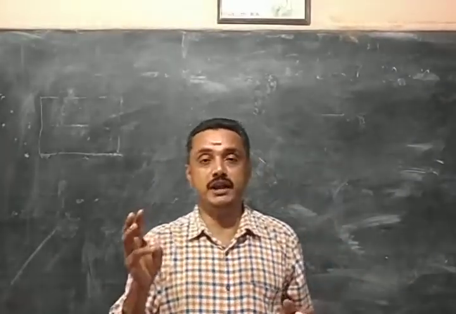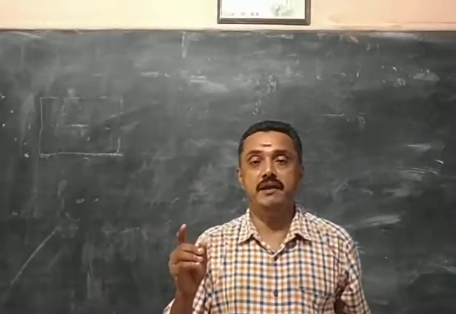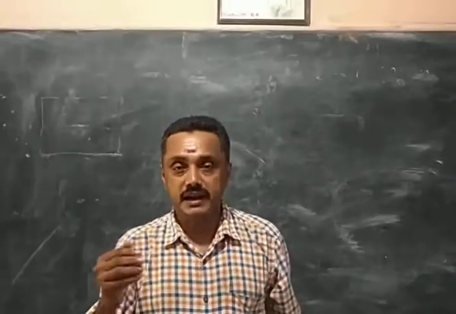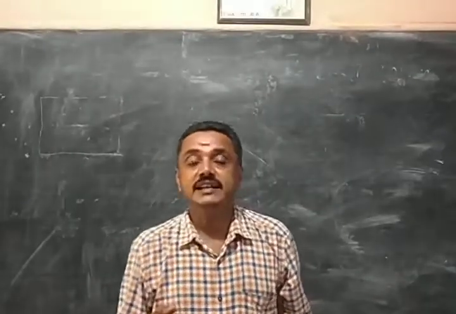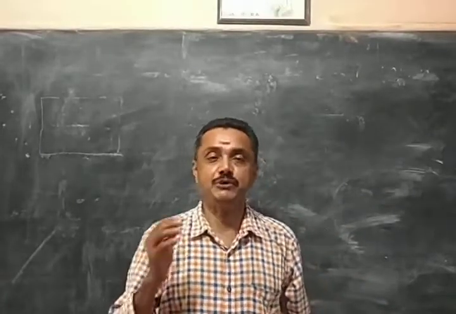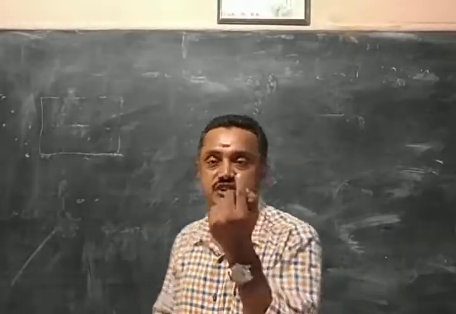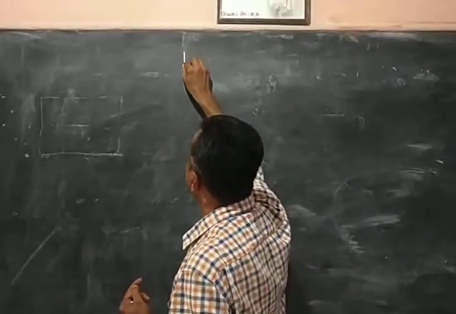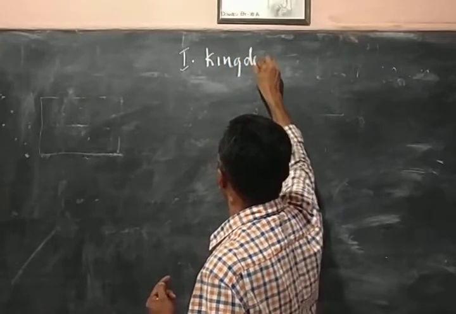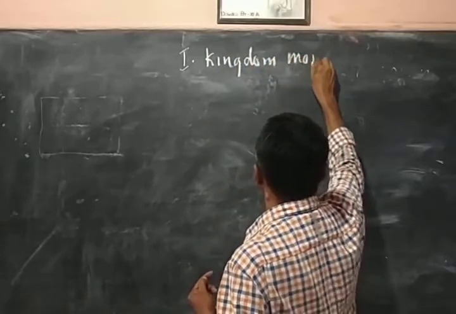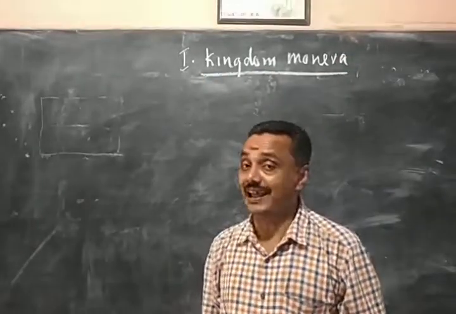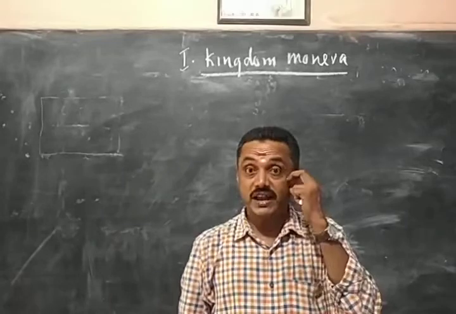The five kingdoms are Monera, Protista, Plantae, Fungi and Animalia. In the coming topics, we have to discuss the detailed characters of each of the five kingdoms separately. Today we can start the discussion of the first kingdom, which is called kingdom Monera. This is the first kingdom we have to explain in detail.